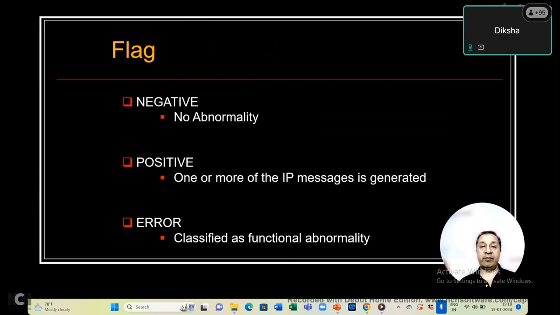So if you look at a flag from a hematology analyzer, it can either be a negative flag, which means that there is no abnormality which has been detected by the hematology analyzer. It can be a positive flag, wherein one or more of the messages from the analyzer has been generated, and it can be a suspect flag or a definitive flag. And last and not the least, the most important one, which talks about error, wherein there has been some kind of functionality issue within the analyzer, which one needs to be careful about in terms of flagging.